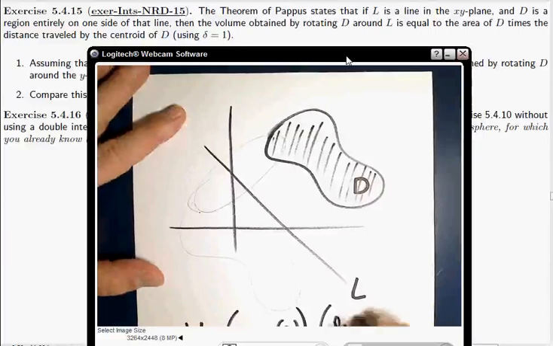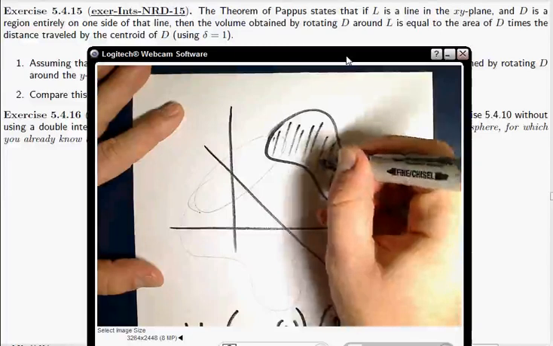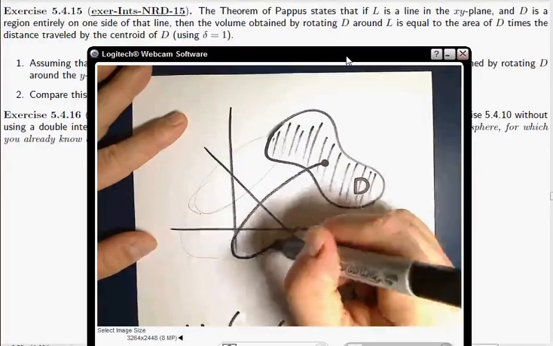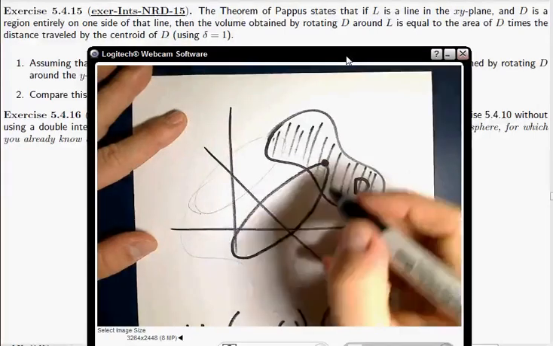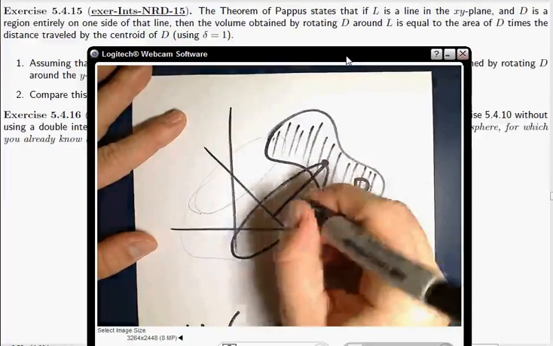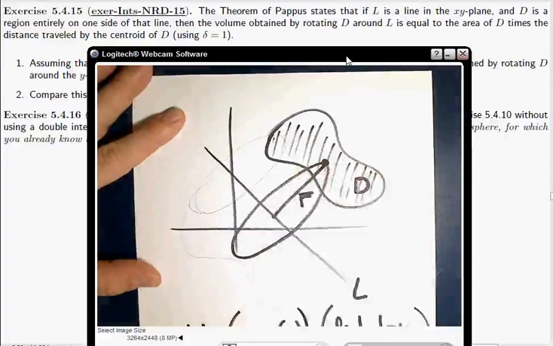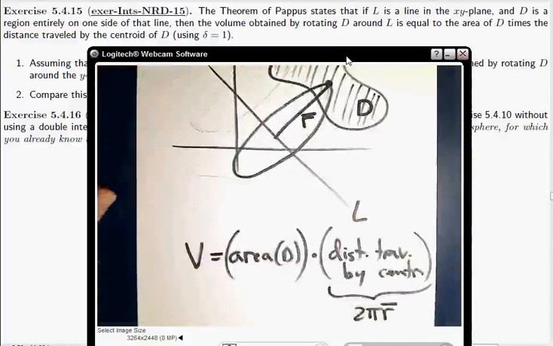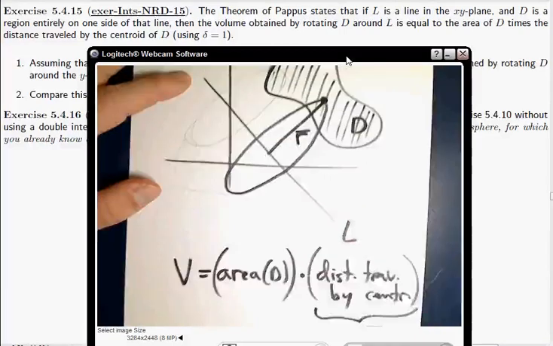So let me write that: distance traveled by the centroid. In other words, you're going to have to figure out where the centroid of that region is and just compute how far it goes. I'm going to call this distance here r bar, by the way. So this is just 2 pi r bar. Okay, so that's what Pappus's theorem says. It's a cool fact. It's kind of amazing.